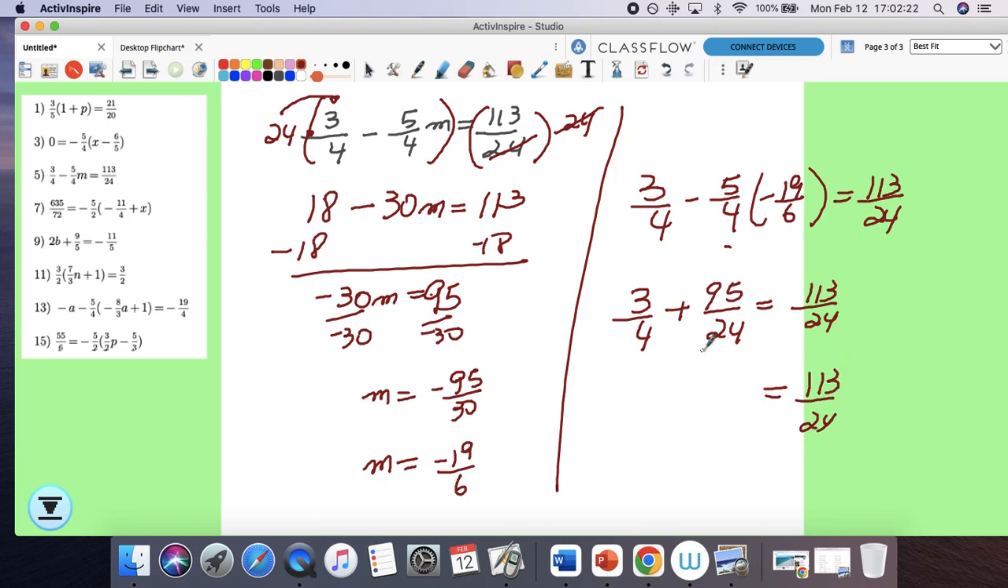Now I'm going to combine these two. Well, the LCM is 24. So 4 times 6 is 24, so I multiply this top by 6, I get 18. This one is already 24, so no necessary changes. If you add these two fractions, do you get 113? Yes, you do.